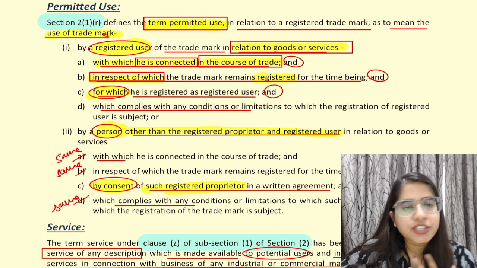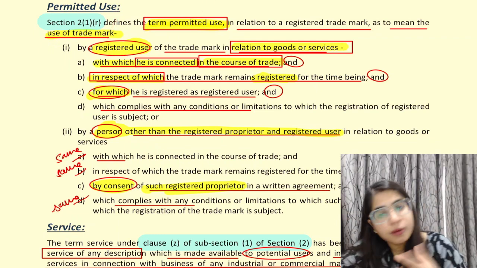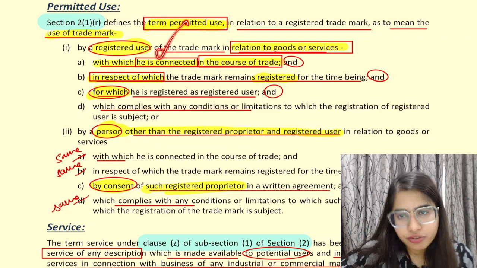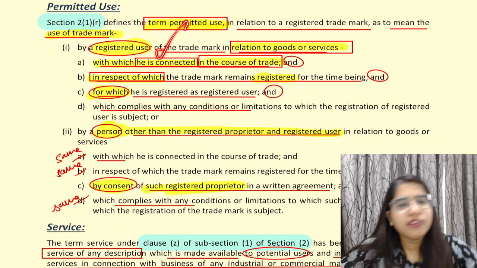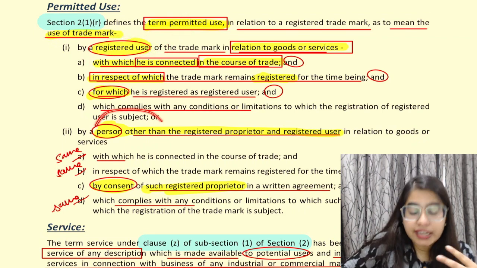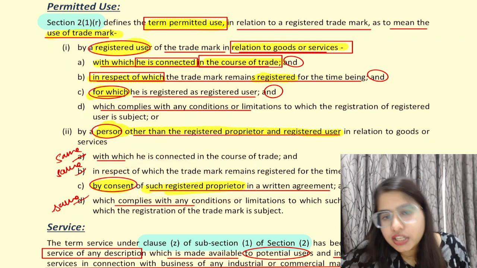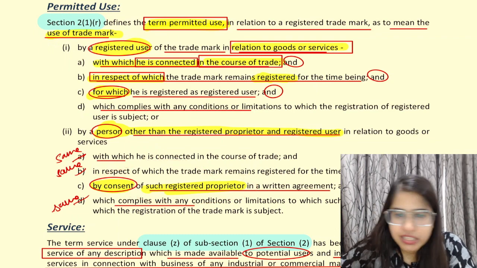So now we are doing Section 2(1)(r), that is permitted use. Who can use the trademark and for what purpose? Number one, the owner in whose name the trademark is registered can use the trademark. Number two, any other person other than the registered user can also use the trademark with the consent of the registered proprietor. I hope everyone is crystal clear with that.